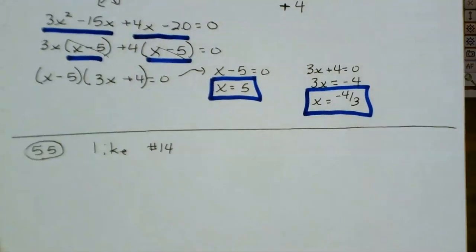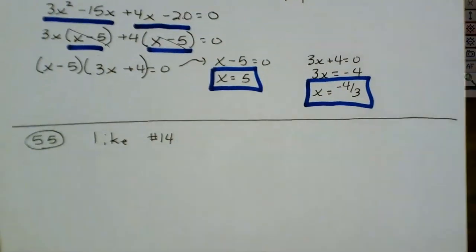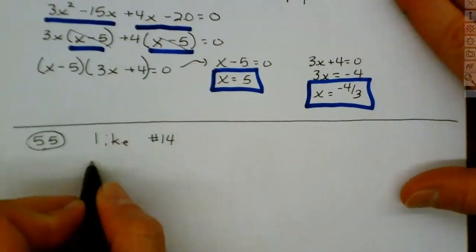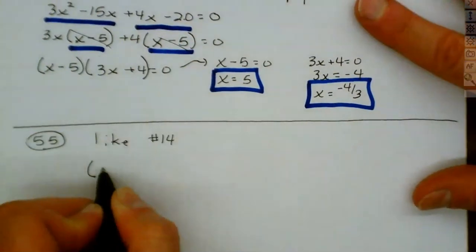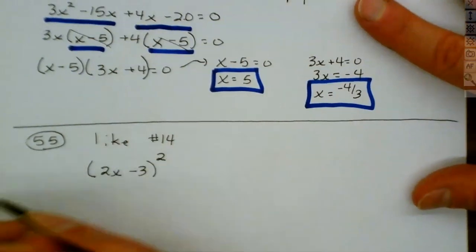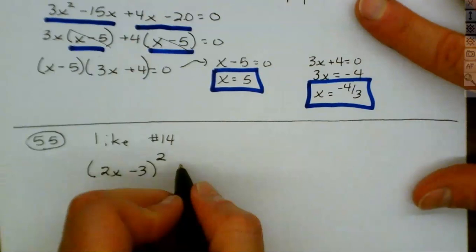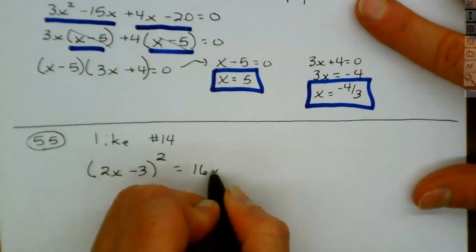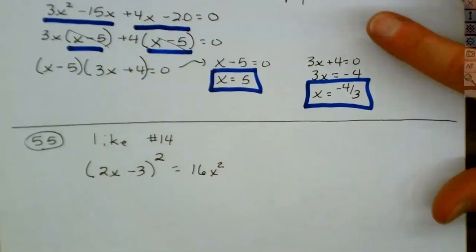And these are problems that you're going to see in college algebra. This is something that you would use in college algebra. In college algebra, there's probably more to it, but this would be part of it. This one makes you think a bit. And what we've got is we've got 2x minus 3 quantity squared equals 16 x squared.